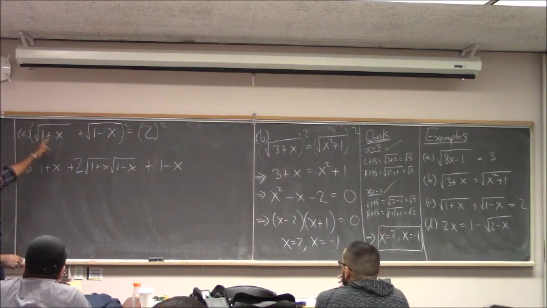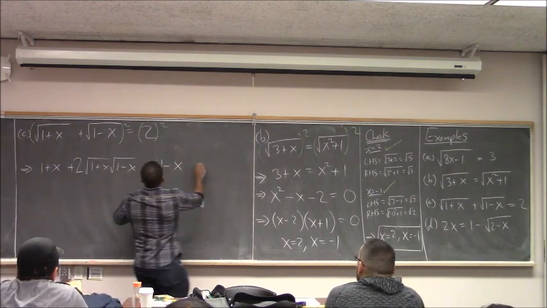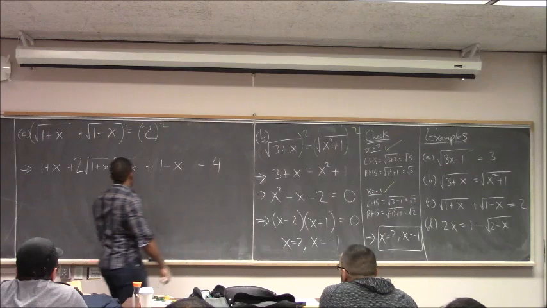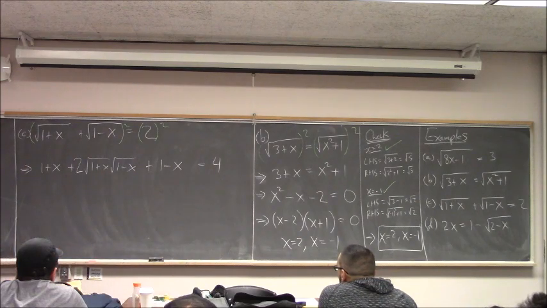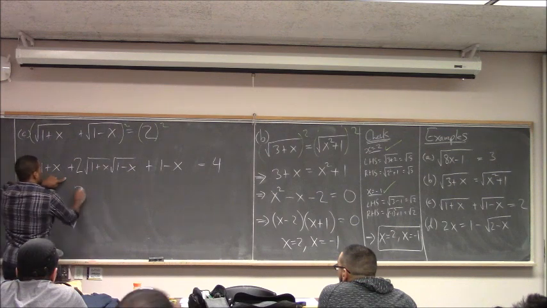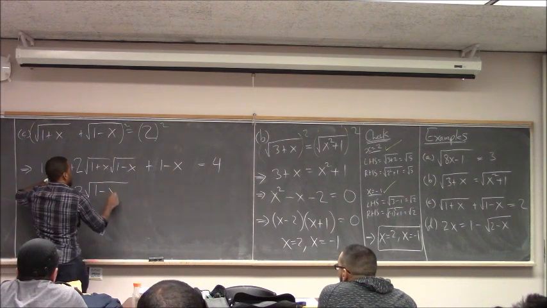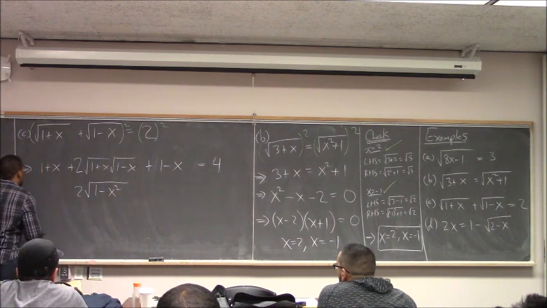So the left side would become this expression. The right side would become 4. Now this guy I can actually simplify a little bit. This becomes 1 minus x squared. Do we see why?